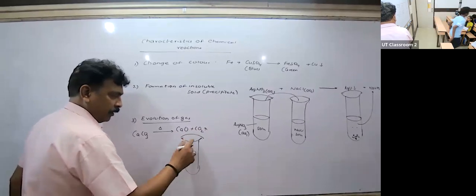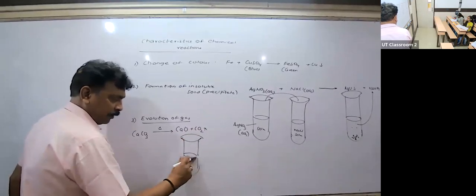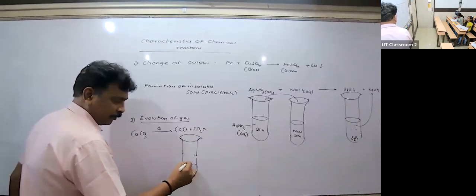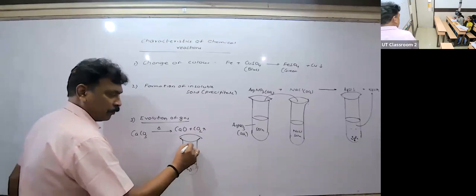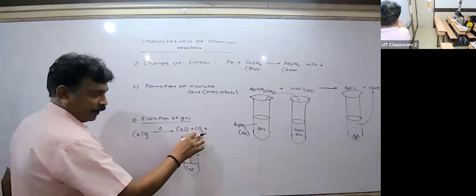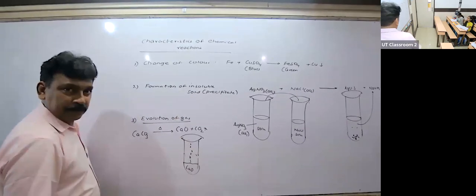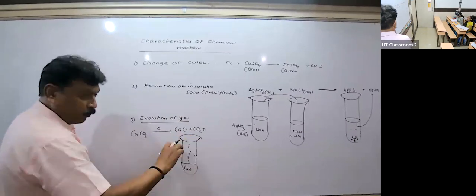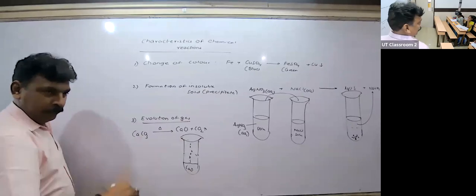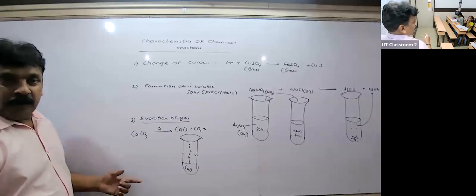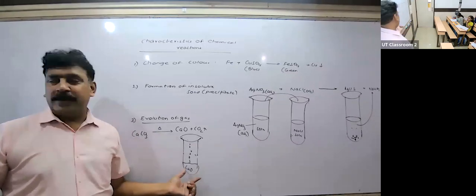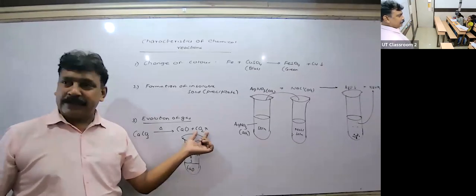Okay, this calcium carbonate, which is strongly heated, becomes calcium oxide, and carbon dioxide is coming out. Yes or no? Place another test tube upside down over this carbon dioxide to collect it. Then, in the test tube in which you have collected carbon dioxide, what do you do? Just put lime water in that. Lime water turns milky, indicating that the gas is carbon dioxide.